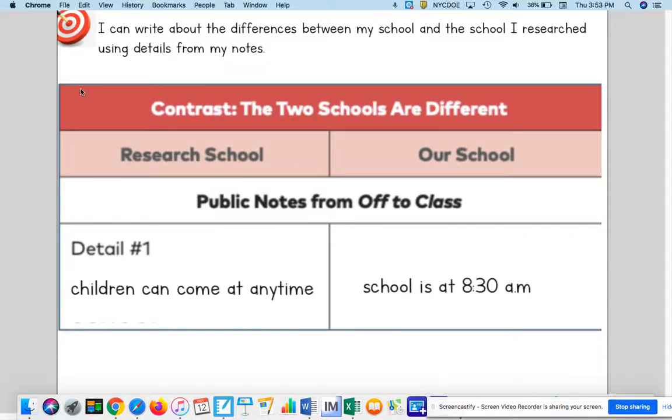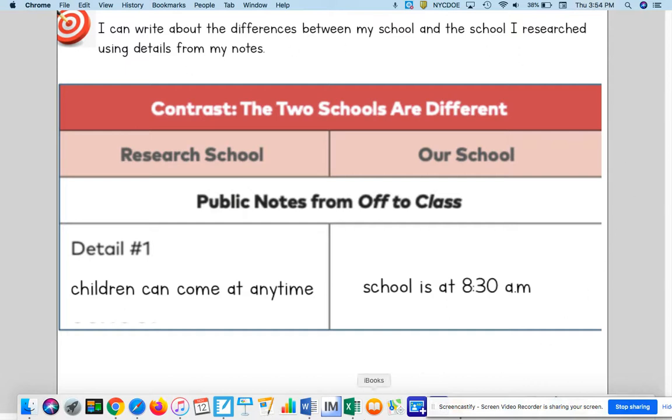Hi boys and girls. So today I'm going to be modeling how we are going to change our notes into sentences. Before we begin, please read the learning target as I read it to you. I can write about the differences between my school and the school I researched using details from my notes.